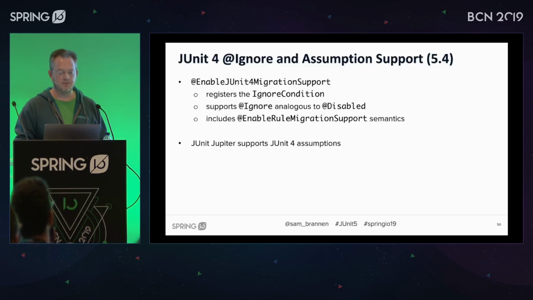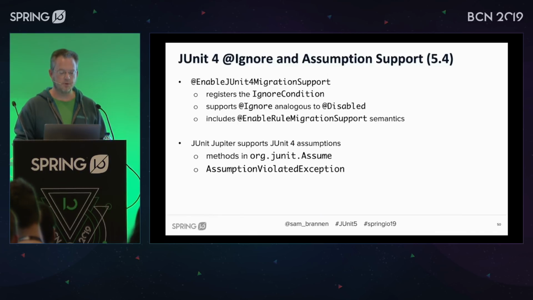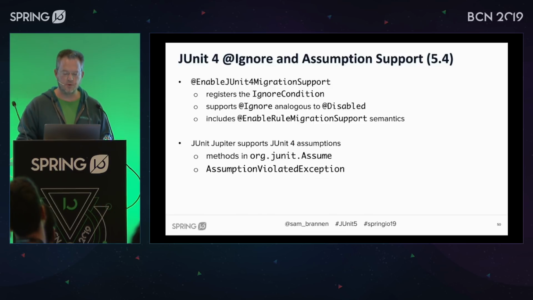And another thing is if you're using org.junit.Assume, these assumptions from JUnit 4, and you're in the process of migrating, these will all work out of the box since JUnit Jupiter 5.4. So that means anything that throws a JUnit 4 AssumptionViolatedException will be counted as an aborted test on JUnit Jupiter 5.4 and above, whereas previously it would have actually failed the test, and that was a bit confusing to some people.